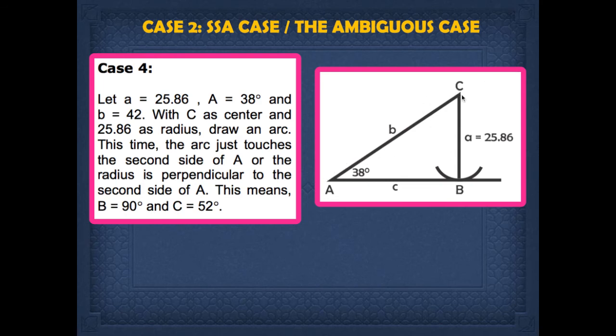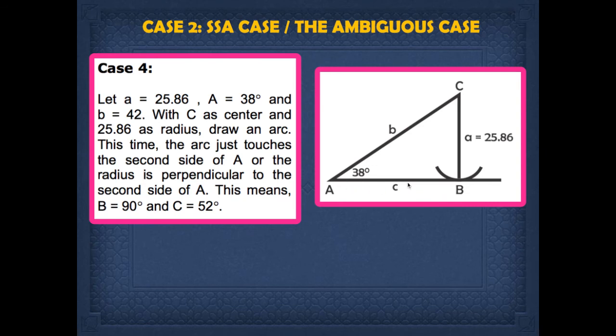With C as center, so assuming this point C is the center of a circle, and 25.86 as radius. So from the center, going here, this is the radius, and that is 25.86. Draw an arc. So here is the arc. Now notice here that the arc touches the second side of A.